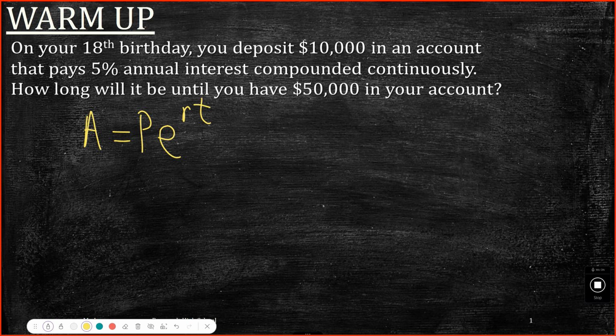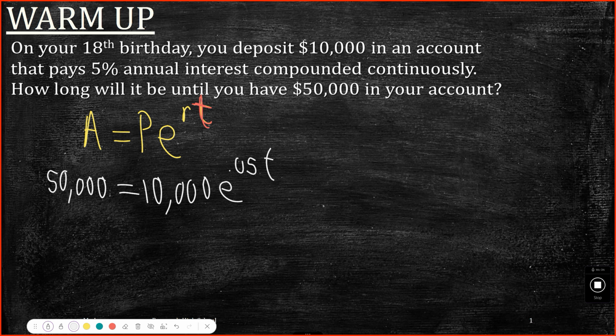Now we got to put some numbers where they belong, because we know we got to solve for t. How long will it be? So we got to get numbers for these letters. What is A? The output, 50,000. P is what? 10,000. E is e, 2.71. R is what? 5%, which is what in decimal? 0.05.